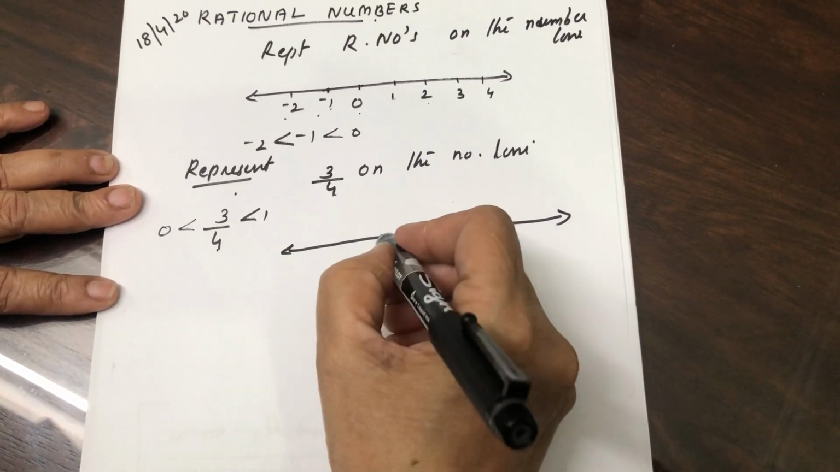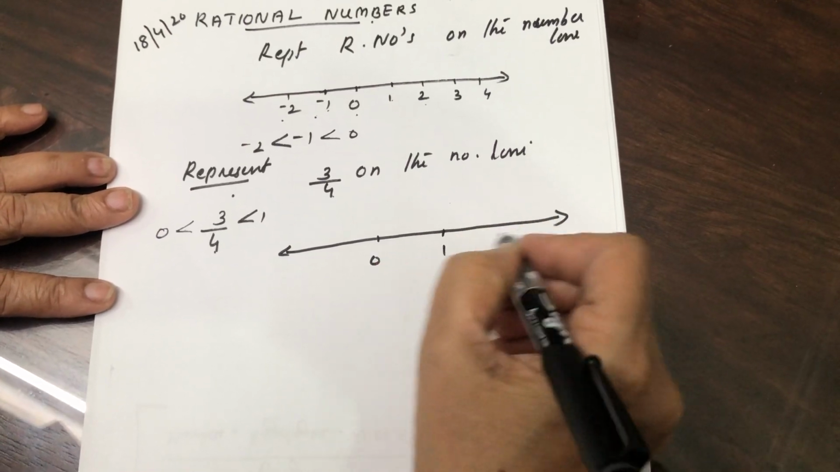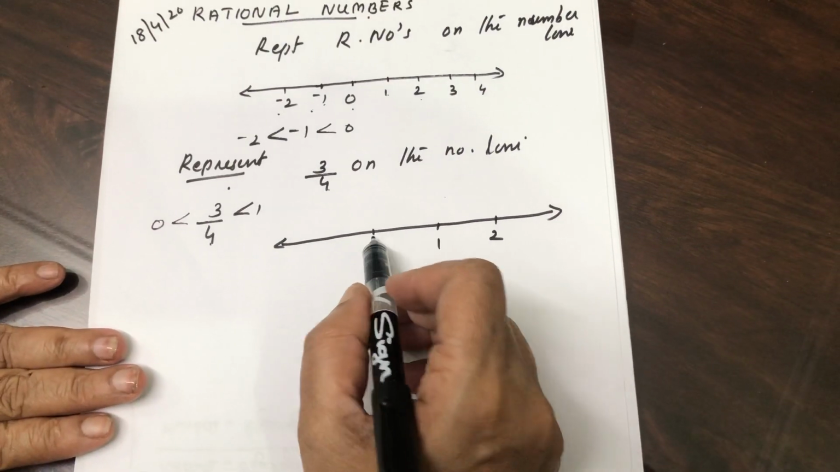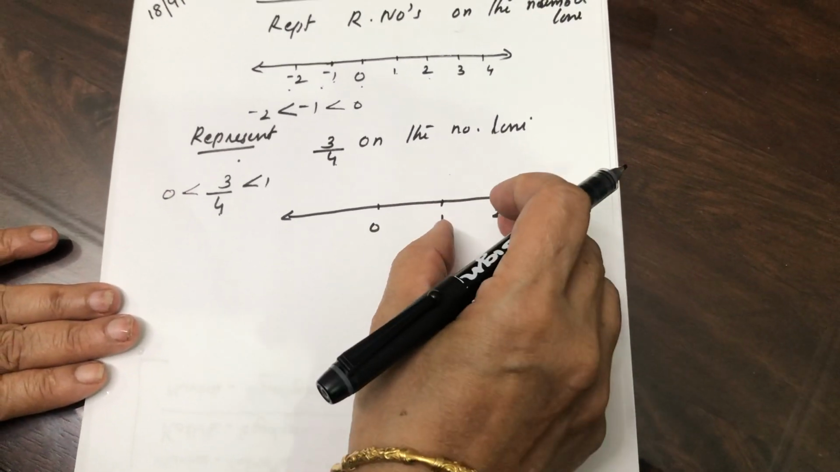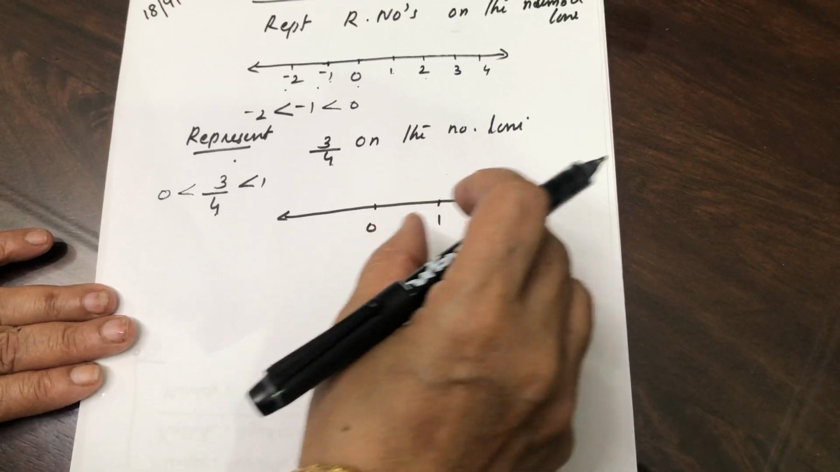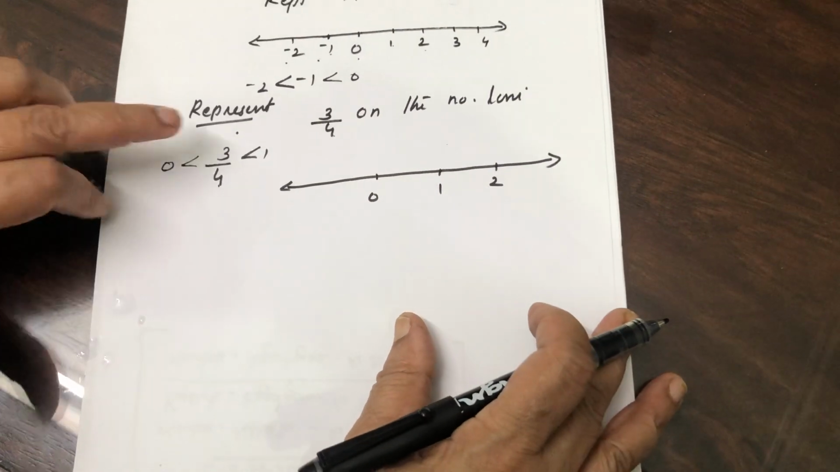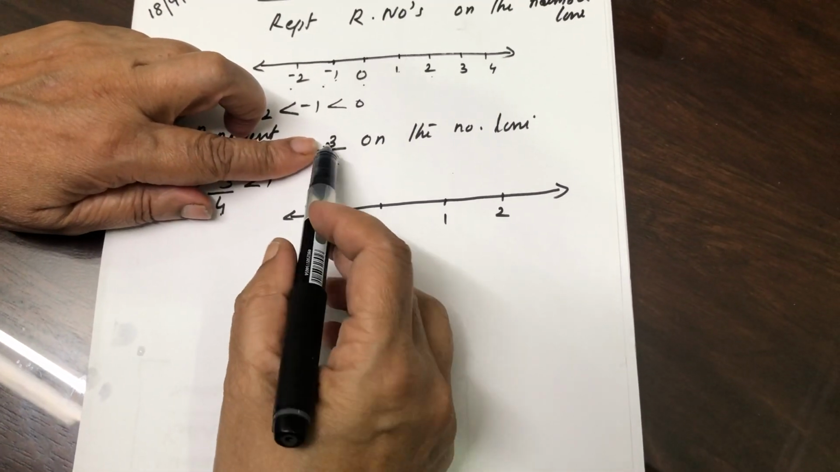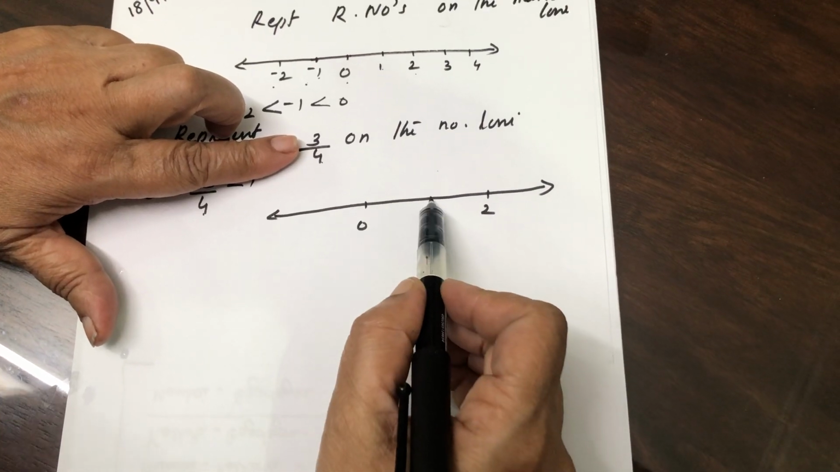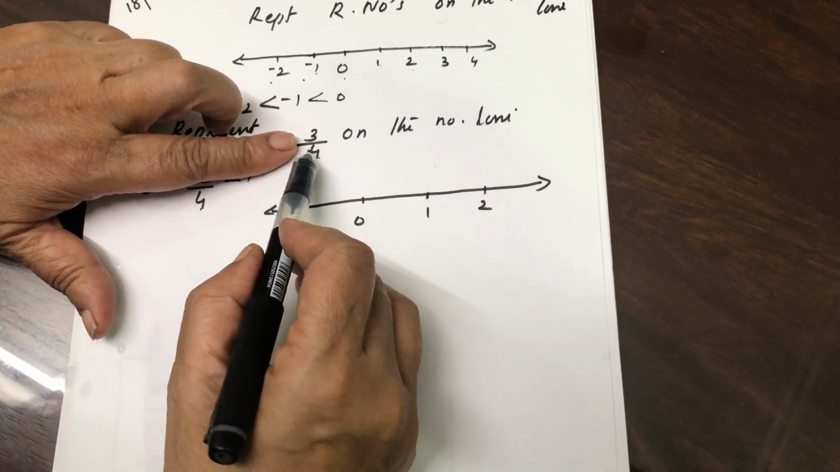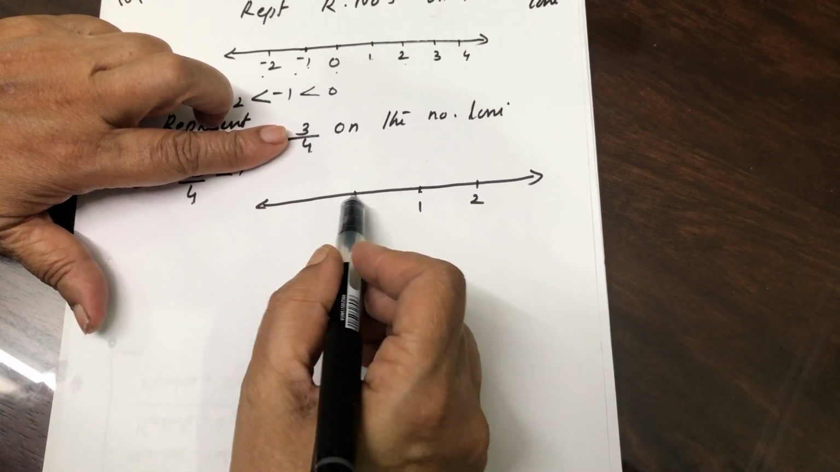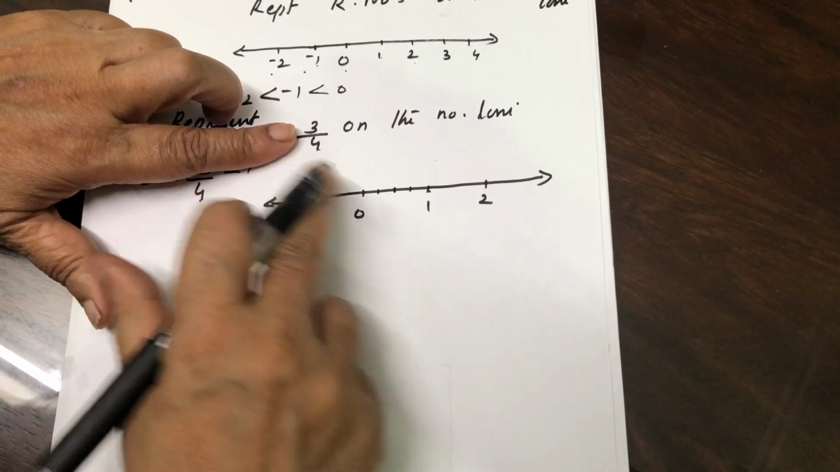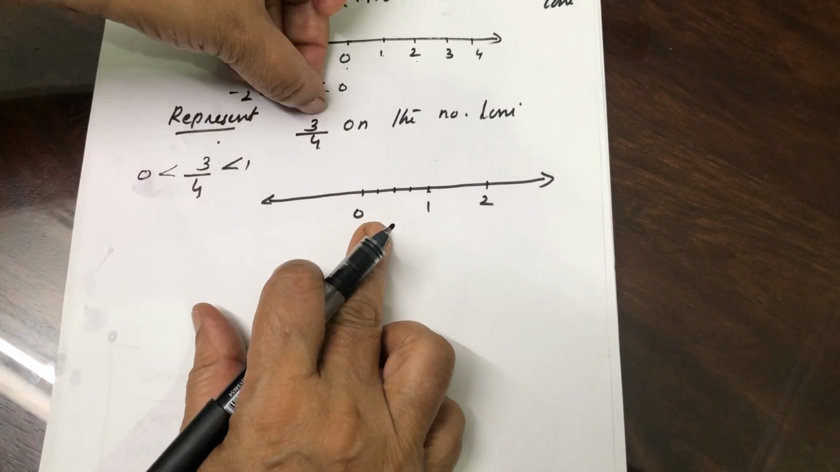Number line: 0, 1, 2. You can take any distance for one unit, but the numbers must be at equal distances. 3 by 4 means the denominator is 4, so it lies between 0 and 1. The denominator is 4, so you divide this 1 unit from 0 to 1 into 4 equal parts. The numerator is 3.